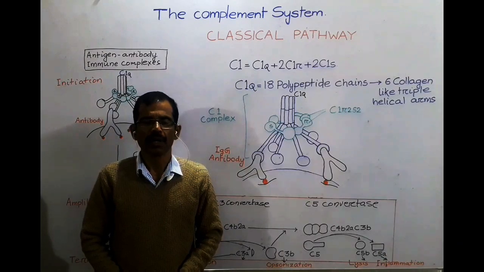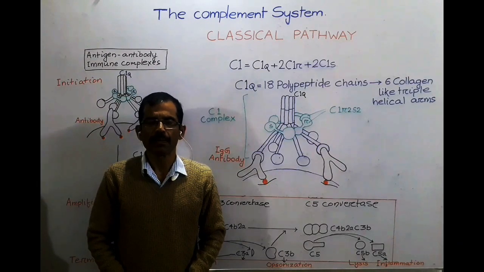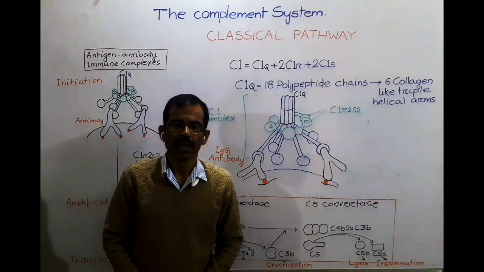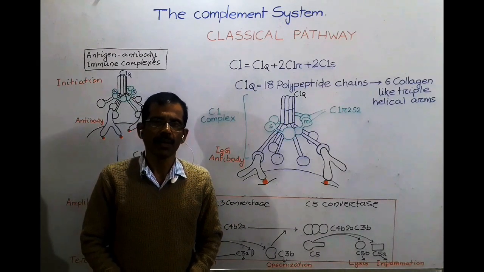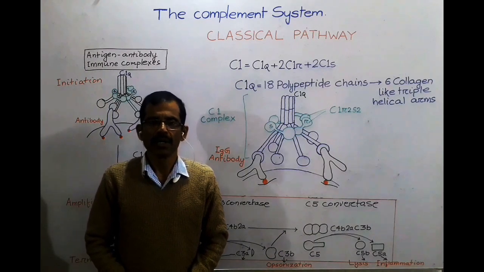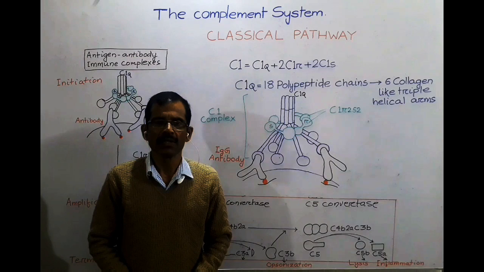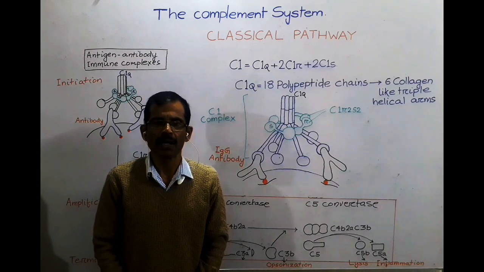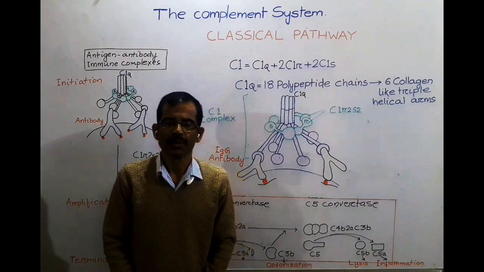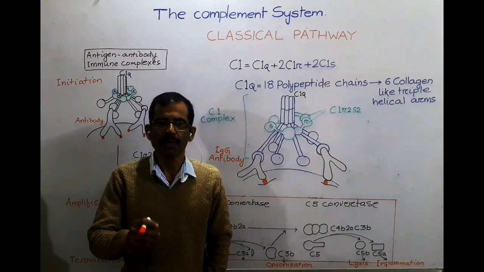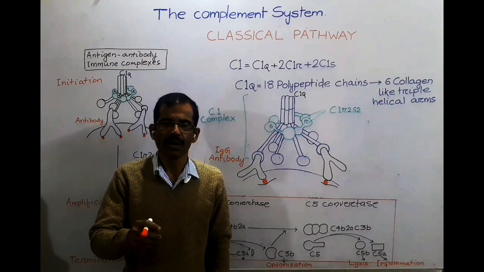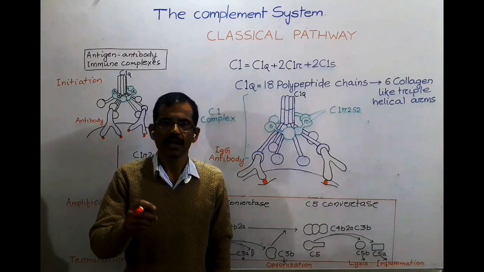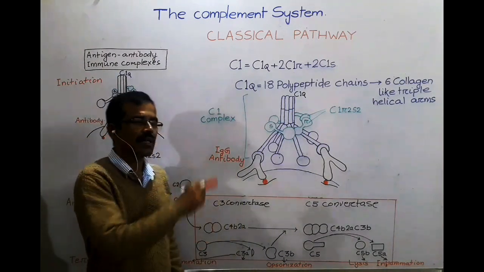The classical pathway is considered part of the adaptive immune response since it begins with the formation of antigen-antibody complex. These complexes may be soluble or may be formed when an antibody binds with the antigenic determinants or epitopes present on the cell membrane of various microbes. Only complexes formed by IgM antibodies or certain subclasses of IgG antibodies are capable of activating the classical pathway.